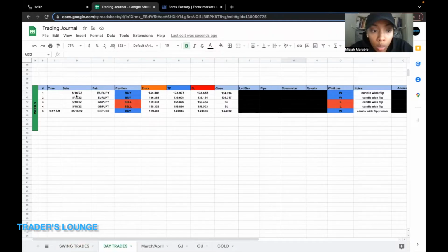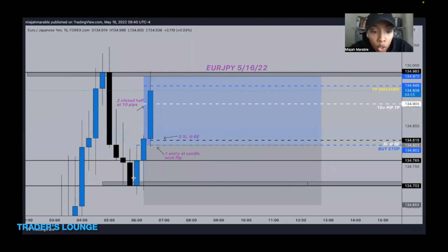So this was on Monday that I took this trade. I took a buy and took a win, textbook right here. Price came up, and the overall direction of price is an uptrend, which is why I had the confidence to take this trade. Entry at the candle wick flip right here.